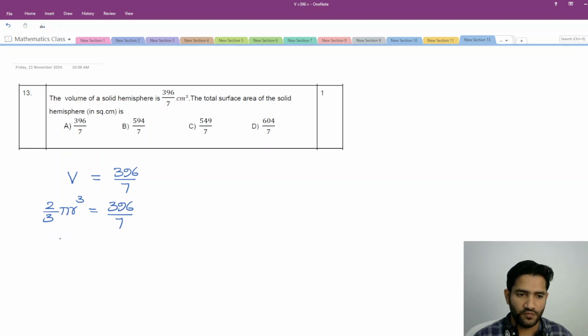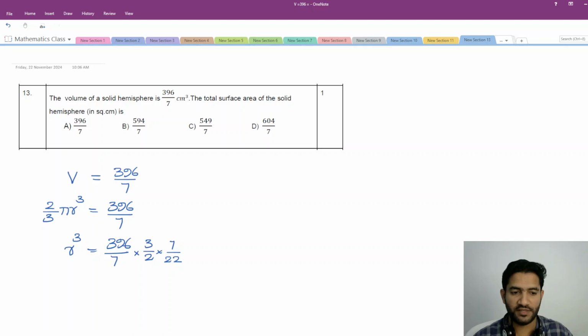So we want to find the radius, then only we can find the total surface area. So r cube equals 396 divided by 7, taking all terms to the right side. So 2 by 3 becomes 3 by 2, and pi, 22 by 7, becomes 7 by 22. Now we need to find r cube, that means finally we want to find the cube root. For that, better we can cancel 7 and 7, and 396.